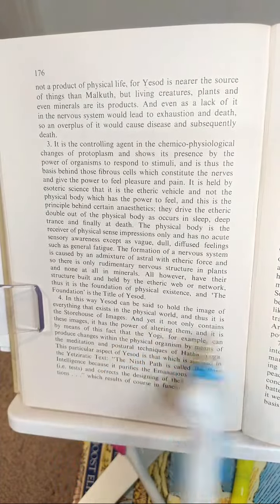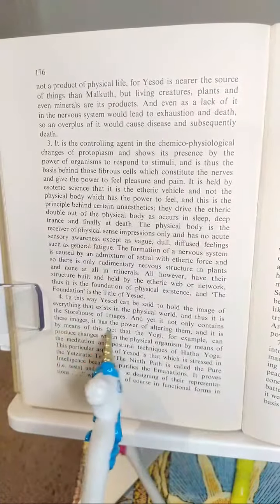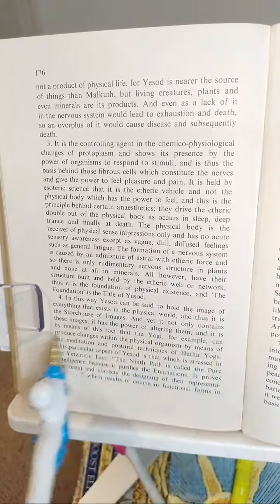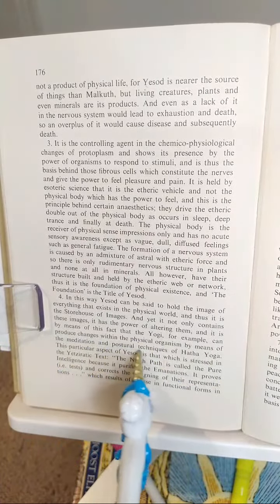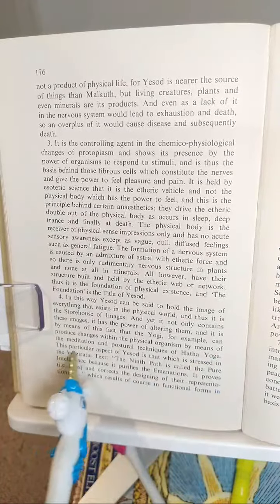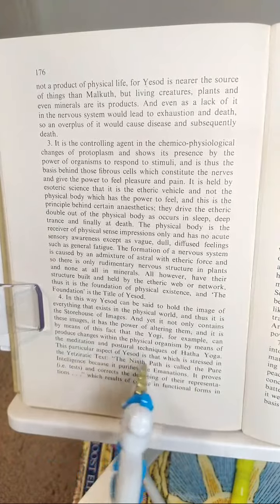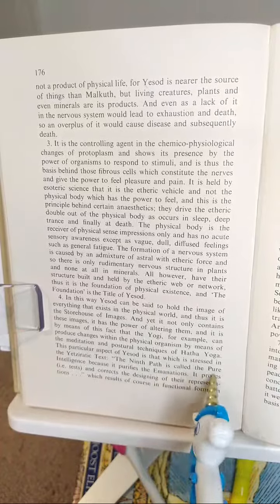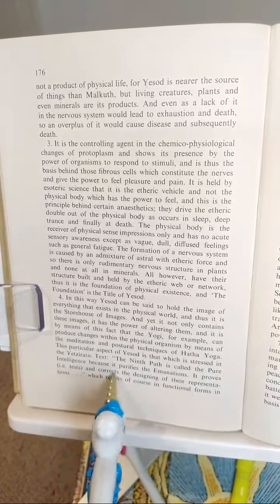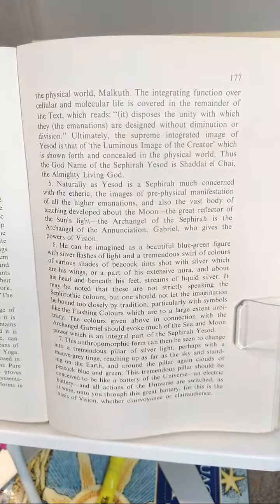And yet, it not only contains these images, it has the power of altering them. And it is by means of this fact that the yogi, for example, can produce changes within the physical organism by means of the meditation and postural techniques of Hatha Yoga. This particular aspect of Yesod is that which is stressed in the Etheric text. The ninth path is called the pure intelligence because it purifies the emanations. It proves, in other words, it tests and corrects the designing of their representations, which results, of course, in functional forms in the physical world. Malkuth.